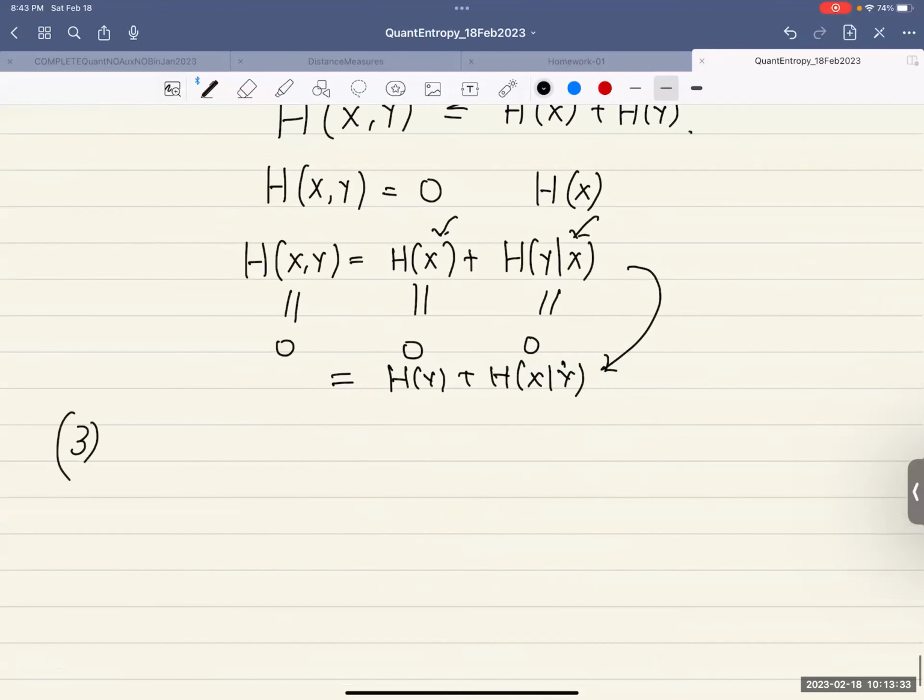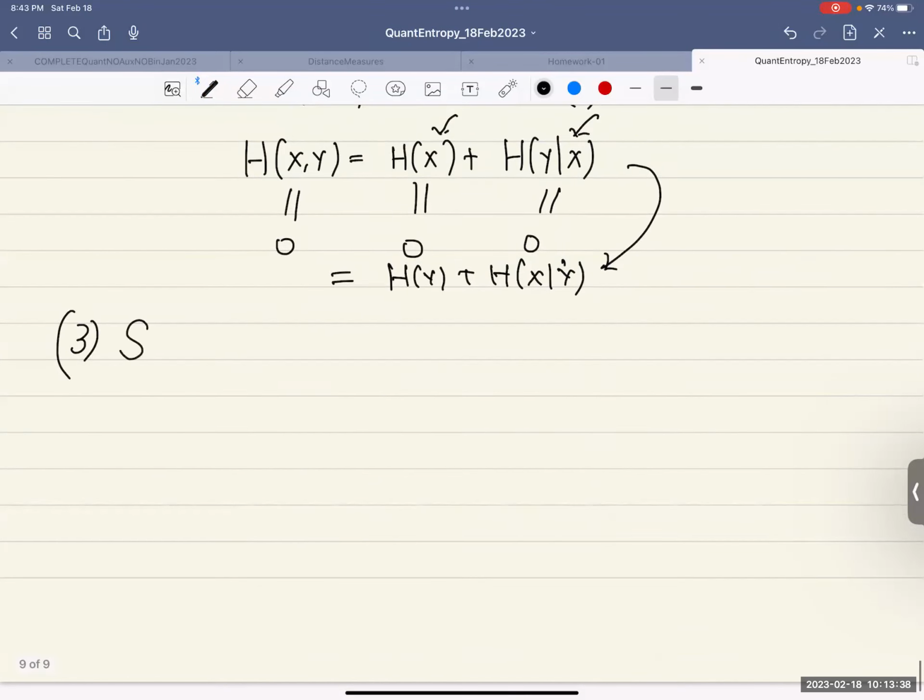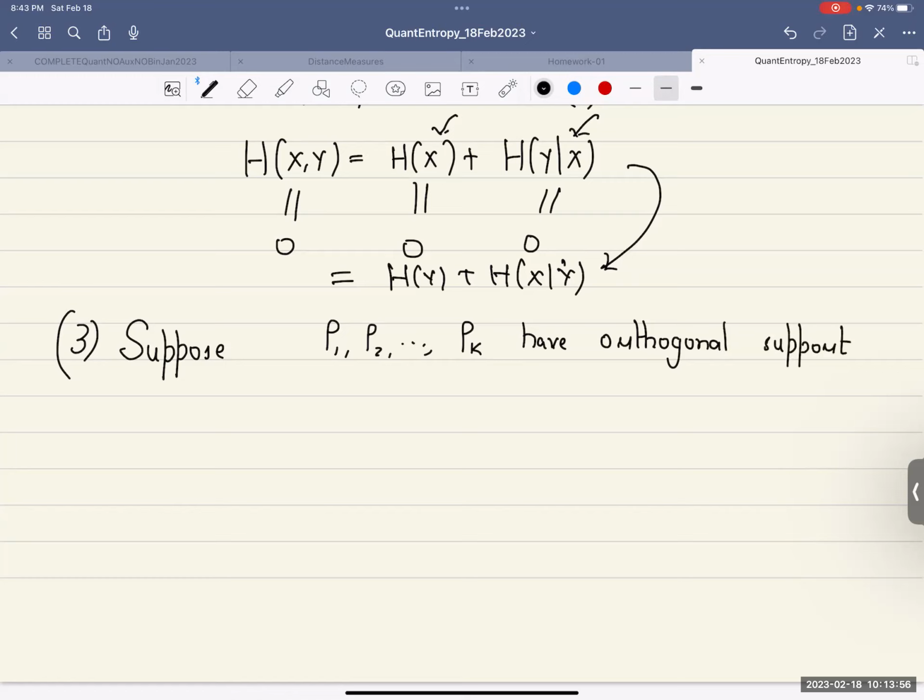3. Suppose rho 1, rho 2 to rho k have orthogonal support. So in other words, if I do the spectral decomposition, if I take any two spaces on which they project, they are orthogonal.